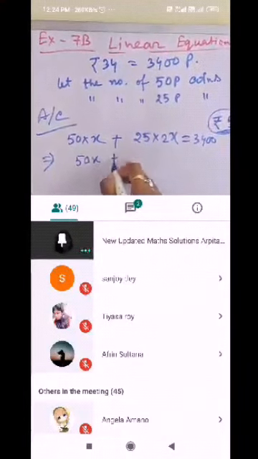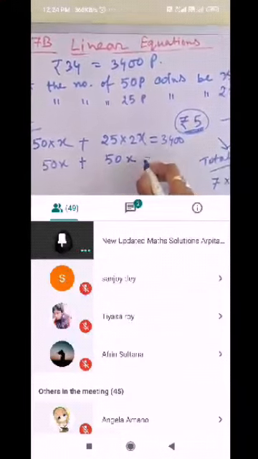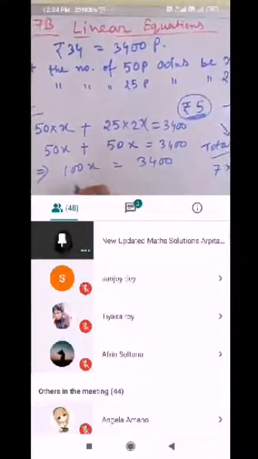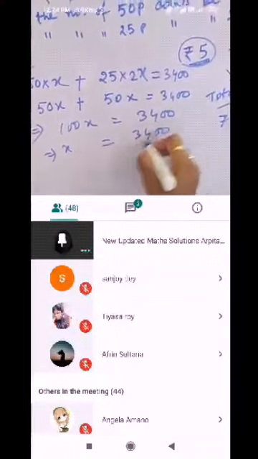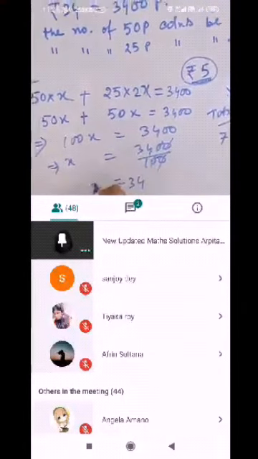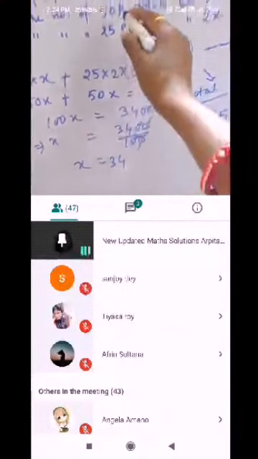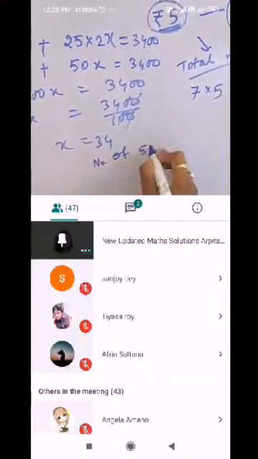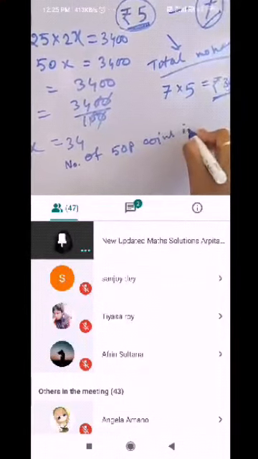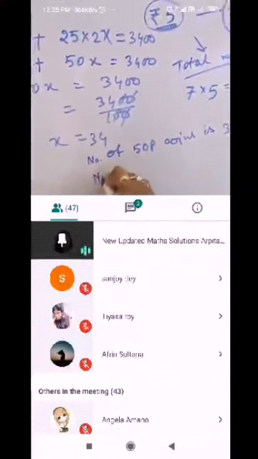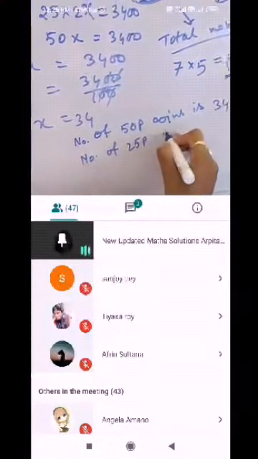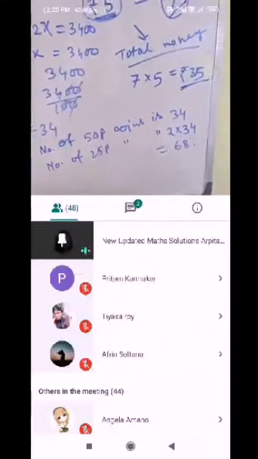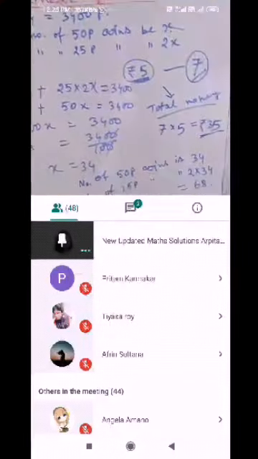Then let it be calculated. 50x plus 50x. It will be 34 here. The number of 50 paisa coins is 34 and the number of 25 paisa coins is 2x, that means 2 into 34, that means 68. This is the rough work.